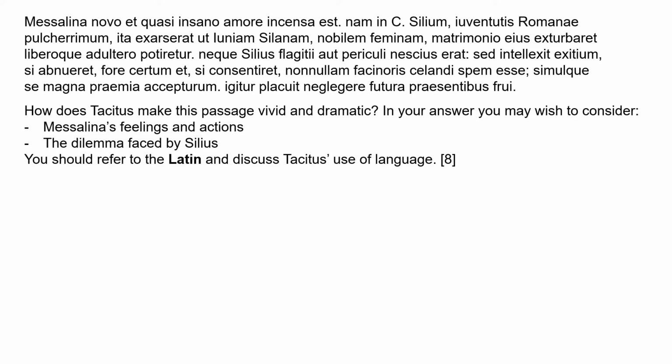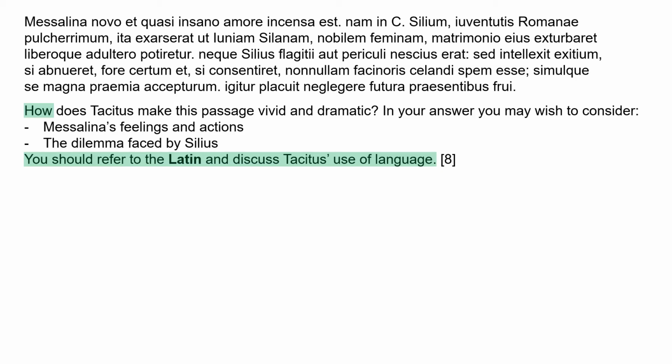What I plan to do is look at this example of an 8-marker. I'm going to talk you through the nature of the question, how they've worded it, and why they've done what they've done, and then we're going to answer the question. So notice that the examiner says how, and he makes it really clear by saying you should refer to the Latin and discuss Tacitus's use of language. He couldn't make it clearer that this is a style question, and that's because it's the 8-marker, and you won't get any credit if you're not talking about what they want you to talk about. So they make it really, really clear.